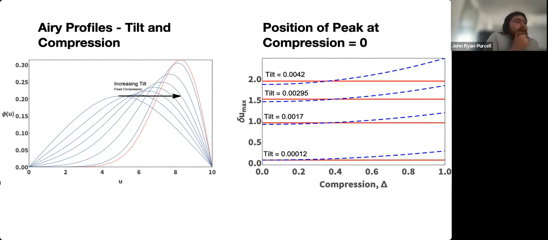Then moving to the graph on the right, another interesting prediction that the Airy solutions can give us is the position of the peak at compression equals 0. So if we start with a linear chain and begin to compress, where does the peak form as a function of tilt? The Airy solutions give a prediction here. The red line is the Airy solution, and the blue dashed line are the numerical solutions to the full equation. And so they show us where this buckling begins, or where this localization is, as tilt is increased.